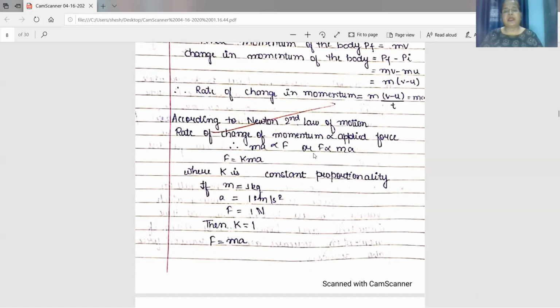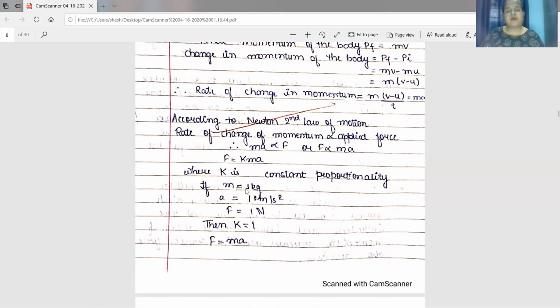You can also write F is directly proportional to ma. When you replace this proportionality sign with equal to, you have to multiply with a constant, where here k is taken as the constant of proportionality. So F is equal to kma. If you take m as 1 unit, a as 1 unit per second squared, and F as 1 unit, then k will also be equal to 1.